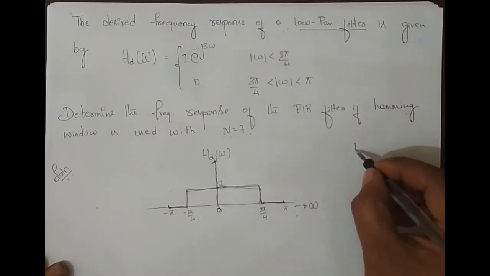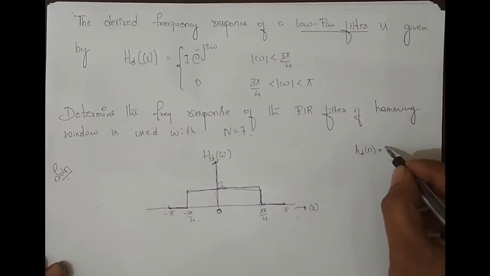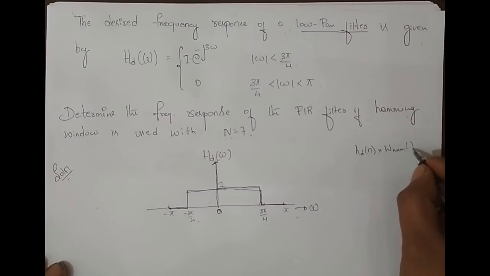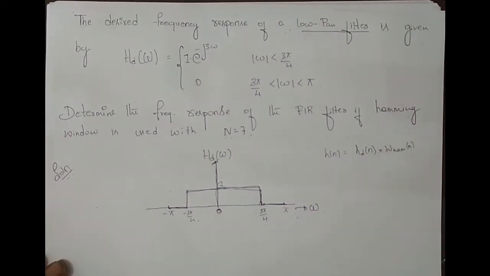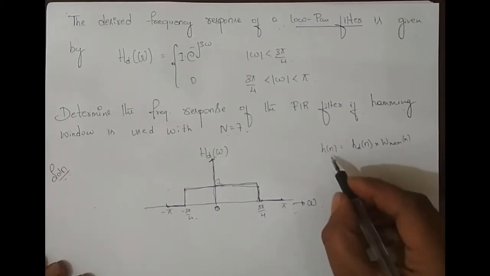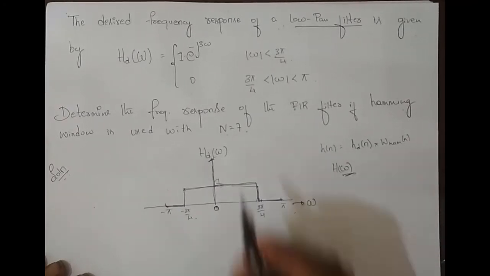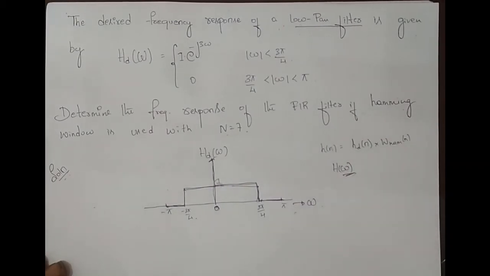As usual, first I need to find hd of n. After that I have to multiply this hd of n with the window function, in our case the Hamming window hamm of n, which will give us the impulse response of the desired specification. And once I get h of n, I can get h of omega. n is odd, because capital N is 7 here, and the h of n we get will be symmetric. We'll see that when we are done with designing.